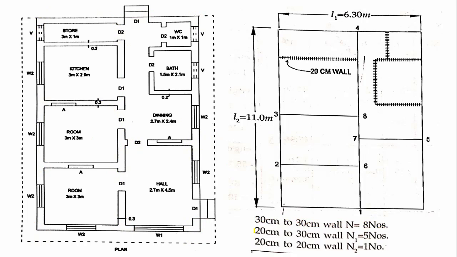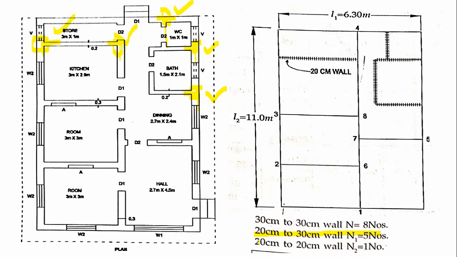Next we will calculate 20 centimeter to 30 centimeter wall junctions. Let us start now. Here, this is 30 centimeter, this is 20 centimeter, so here you will have one junction. This is 30 centimeter, this is 20 centimeter, here you will have one junction. Then this is 30 centimeter, this is 20 centimeter, one junction here. 30 centimeter, 20 centimeter, one junction here. 30 centimeter, 20 centimeter, one junction here. So you can see 1, 2, 3, 4, 5 junctions we have. For 20 to 30, we have 5 numbers.